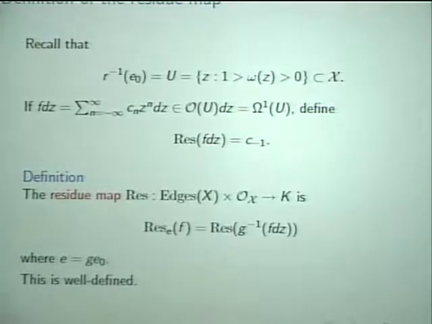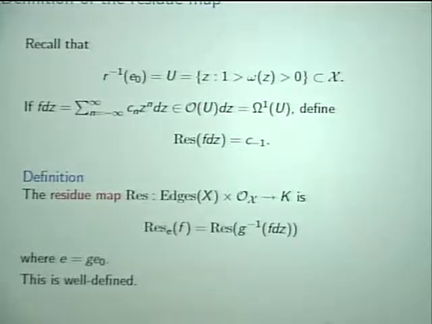So the residue map is a function on the edges which is sensitive to the orientation of the edge, but other than up to sign, is a well-defined invariant. And so we get a function on all edges using the group action. Namely, if you have a function on the annulus that corresponds to an edge E, you just use the group to pull it back to the standard edge where you have this annulus, and you expand it as a power series like this, and you pull out the coefficient c minus 1. And this is a well-defined operation.